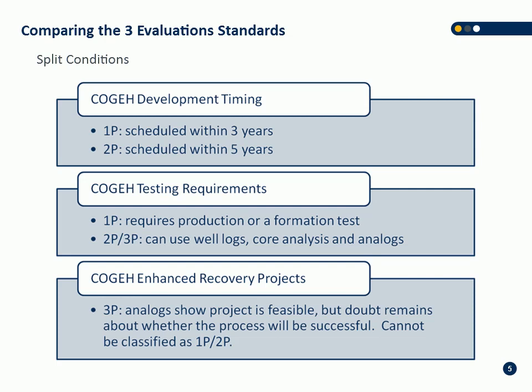So in general, this is highlighting the fact that in PRMS and SEC, if you have probable reserves, you're likely also going to have proved reserves because the conditions for reserves are the same. The timing conditions in PRMS and SEC are 5 years, whether it's proved or probable. COGI is really the only guidance that has split conditions between different certainty categories.